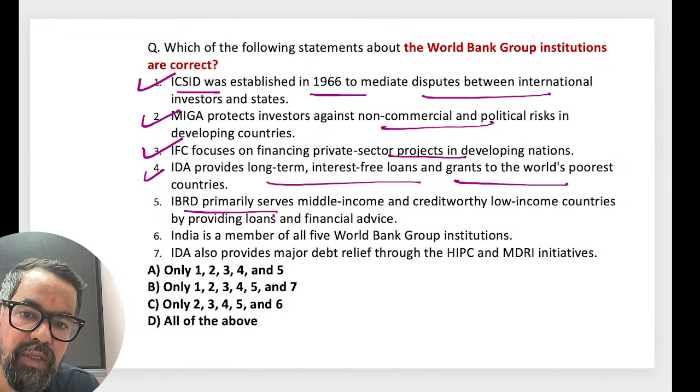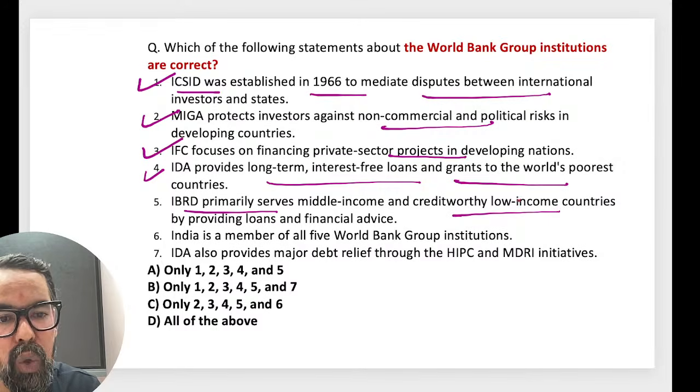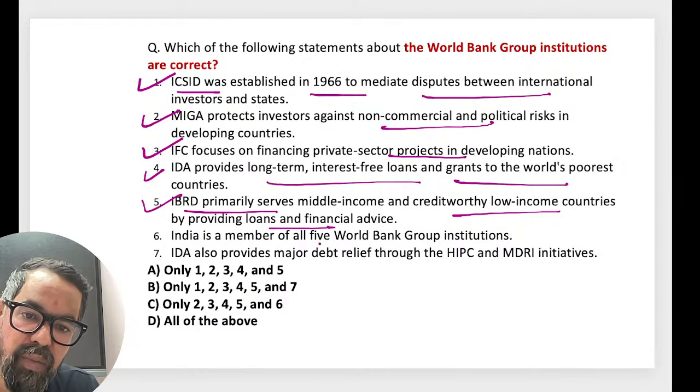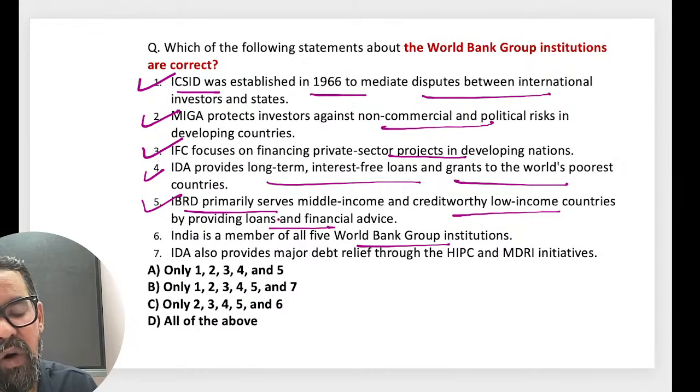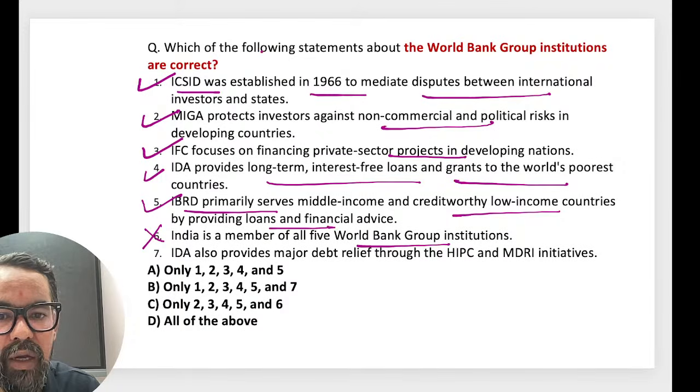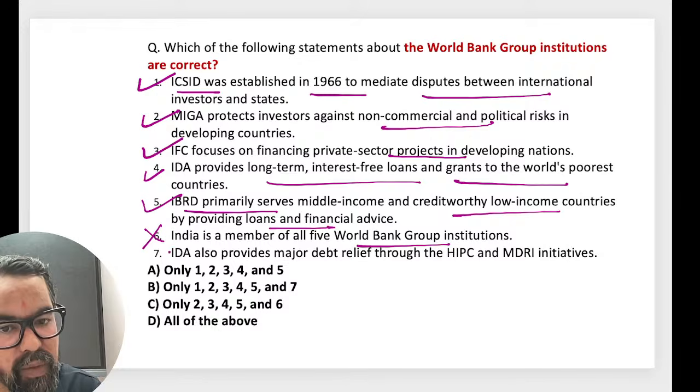IBRD, are all correct? It primarily serves middle income and creditworthy low income countries, providing loans and financial advice. This is also correct. Is India a member of all? We are not a member of ICSID, as far as I can recall. Apart from this, we are a member of all.